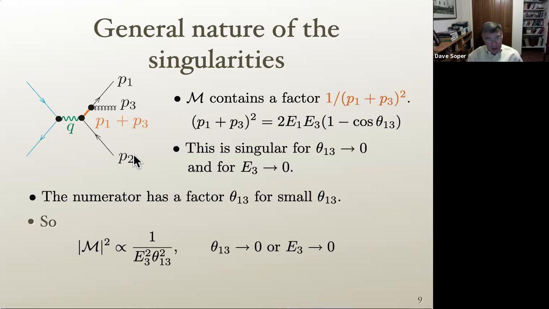Now there's a little secret. The numerator has the factor of theta 1,3, but not theta 1,3 squared. That comes from traces of Dirac matrices. So the matrix element squared has got 1 over E3 squared and 1 over theta 1,3 squared, for theta 1,3 goes to 0 and E3 goes to 0.